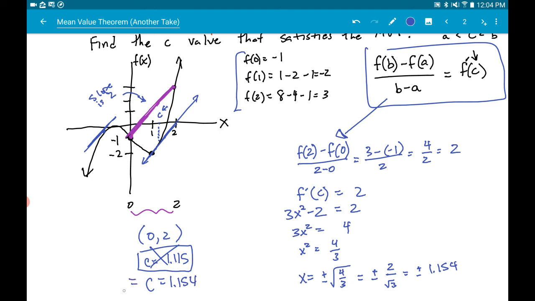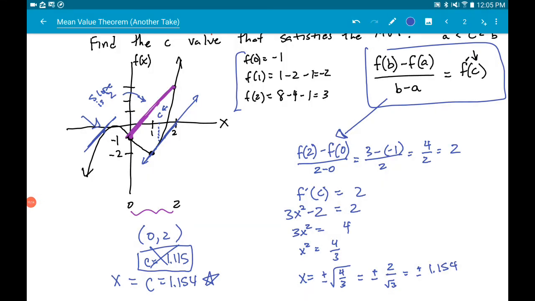And C is just saying that it's a specific X value. And it looks like that matches up on my graph. And so that is the C value. That is the answer. That's the C value that matches up with the MVT. This other C value has the same slope, but it doesn't fall on the right interval.